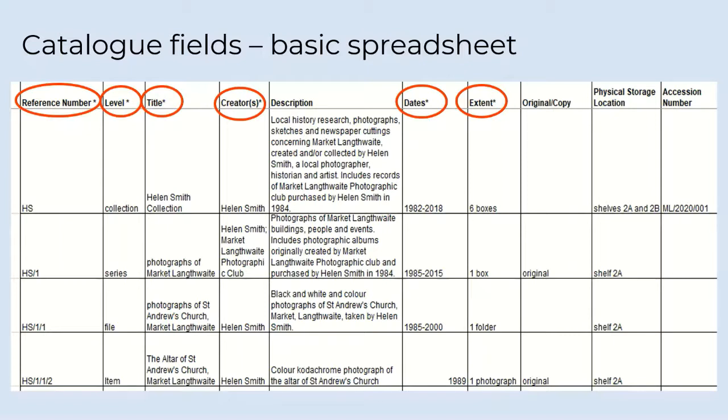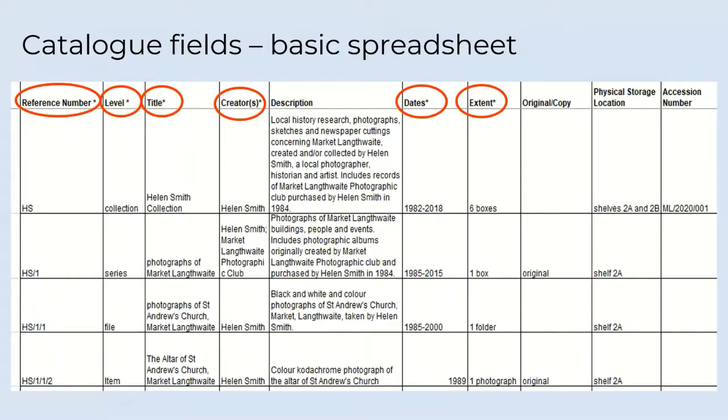For the description, you can see we've given a summary of what the whole collection contains, so local history research, photographs, sketches, and newspaper cuttings concerning Market Lengthweight, with some background on the provenance, Helen Smith, who created it. You can see from the extent that this collection consists of 6 boxes in total. The first series of that collection is in the next row with the reference HS/1. We're getting more specific at this level, so we're now describing only the photographs of Market Lengthweight from the collection, and the extent shows that's 1 box worth of material.